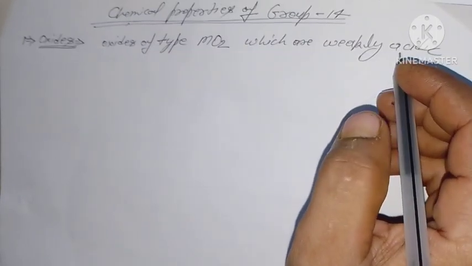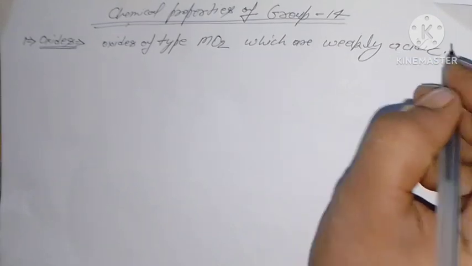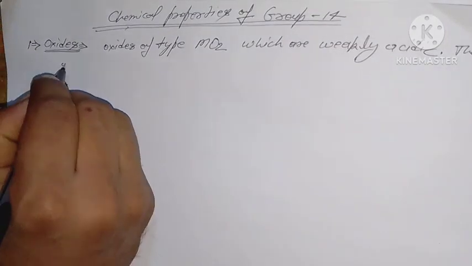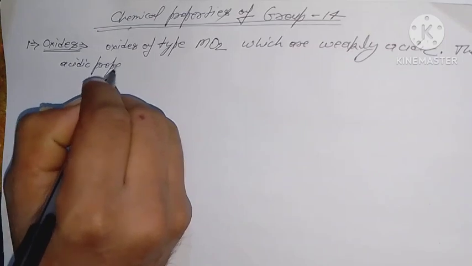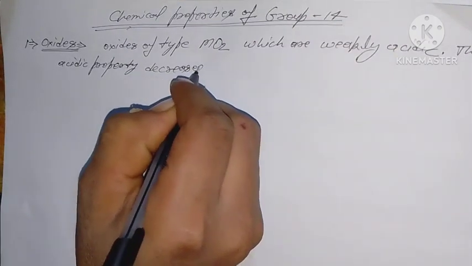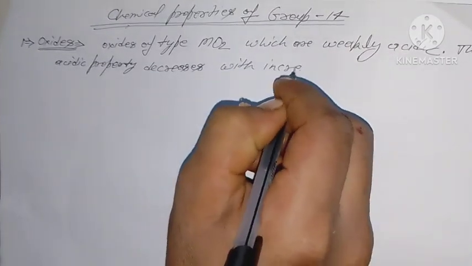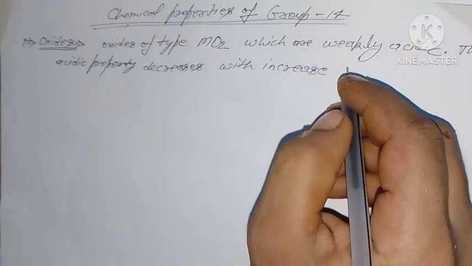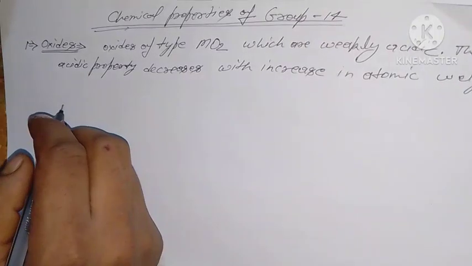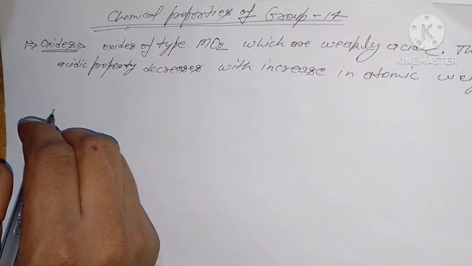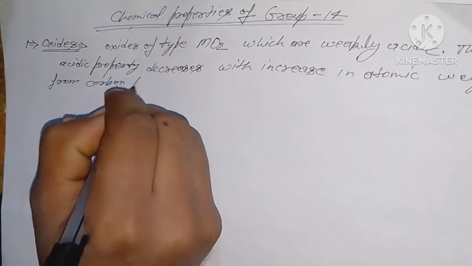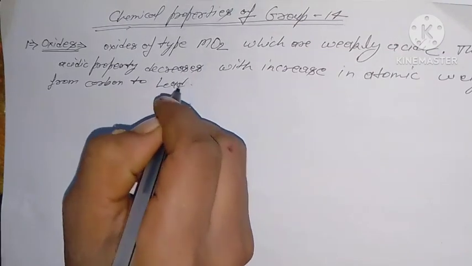The acidic property decreases with increase in atomic weight from carbon to lead.